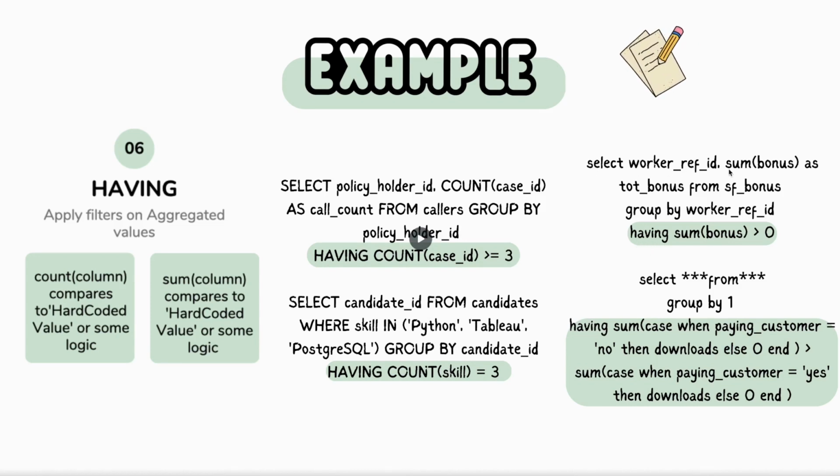So here what I'm doing is I'm just calculating the sum of bonus. Similarly, instead of having a hard-coded value compared in a having condition, I can also have some logic. Like here you can see having sum of this is greater than sum of this. So I can also have some conditions compared with the sum clause. So I can have a hard-coded value as well as some logic in my having clause, right?